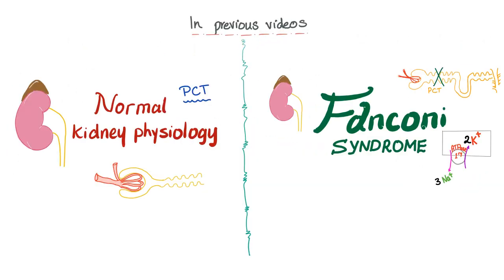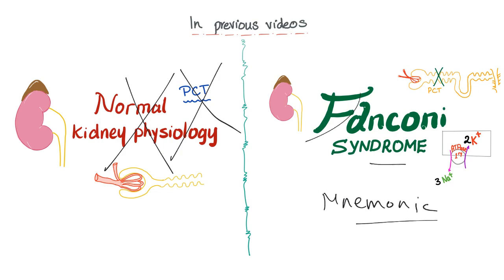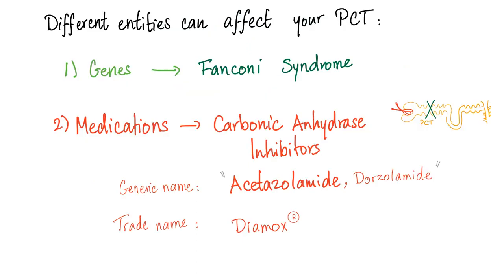So in previous videos in this playlist, we have talked about normal kidney physiology, at least the proximal convoluted tubule, as well as Fanconi syndrome, what happens when the proximal convoluted tubule is damaged, as well as a mnemonic about Fanconi syndrome. We said F you Fanconi in a previous video. By the way, genes can mess with your proximal convoluted tubule, and we call this Fanconi syndrome. Medications can tamper with your proximal convoluted tubule, and we'll call them carbonic anhydrase inhibitors. Generic name, Acetazolamide. Trade name, Diamox.